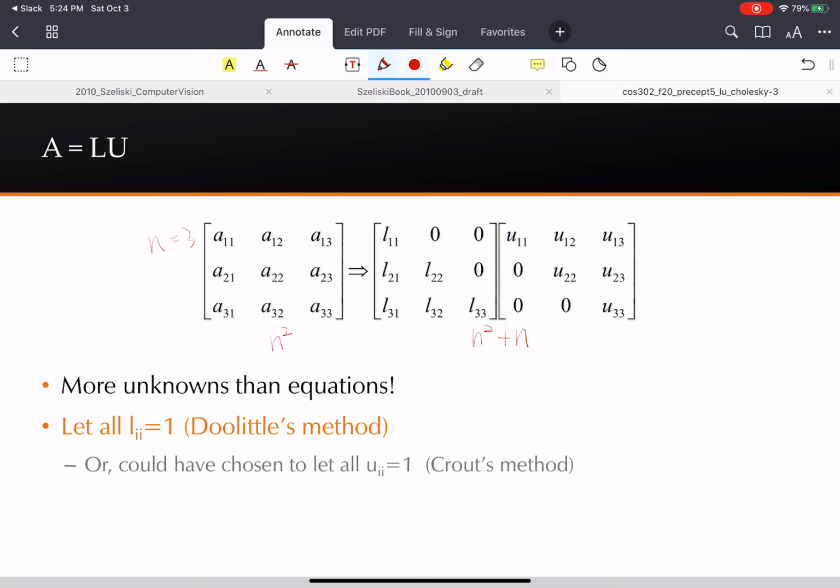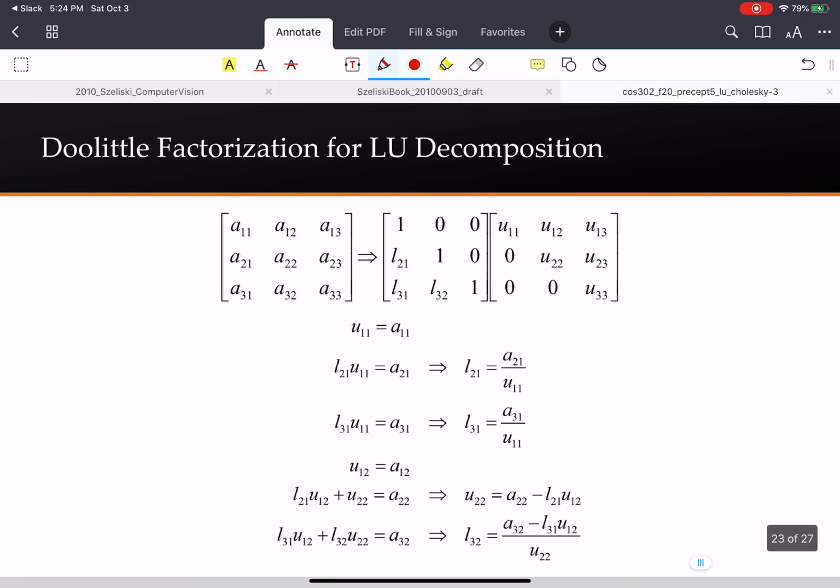So ways to treat this include Doolittle's method that explicitly requires all the diagonal values of matrix L to be 1. And there is another similar way called Crout's method that requires all the diagonals in the matrix U to be 1. So let's look at the example of Doolittle's method. With this, we can see all the diagonals of matrix L are 1. So this is A, this is L, and this is U.